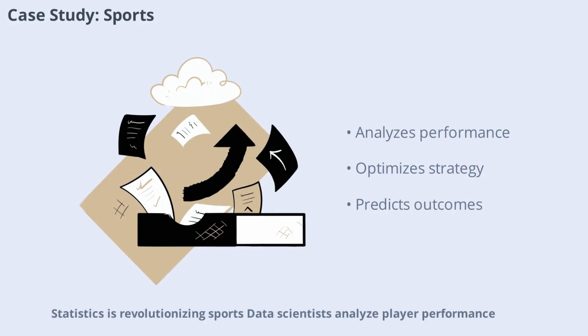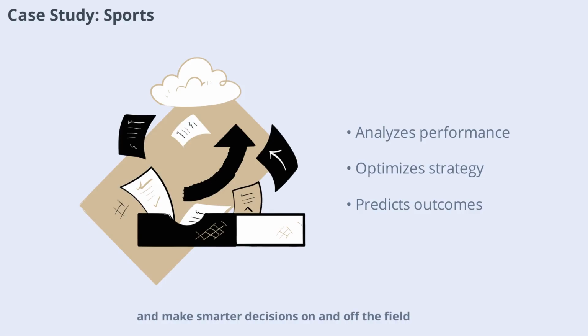Statistics is revolutionizing sports. Data scientists analyze player performance, optimize strategies, and predict outcomes using statistical models. This data-driven approach helps teams gain a competitive edge and make smarter decisions on and off the field.